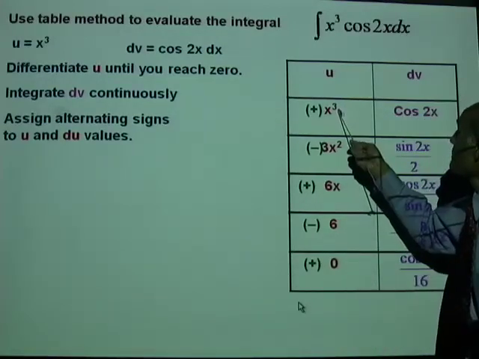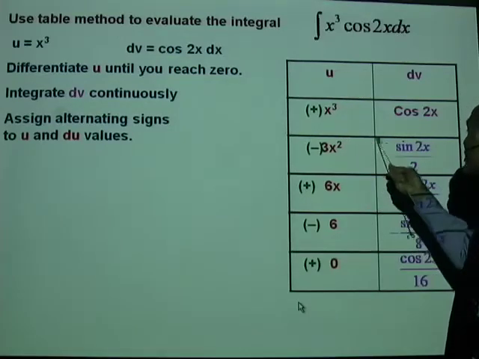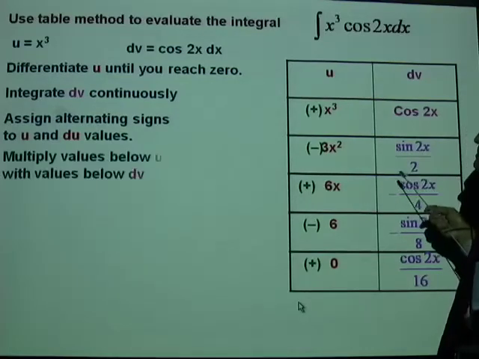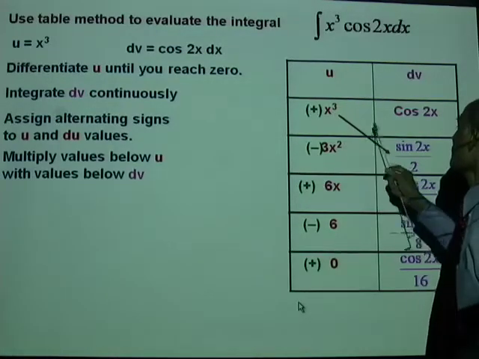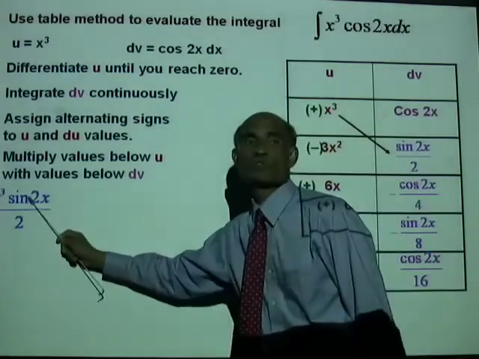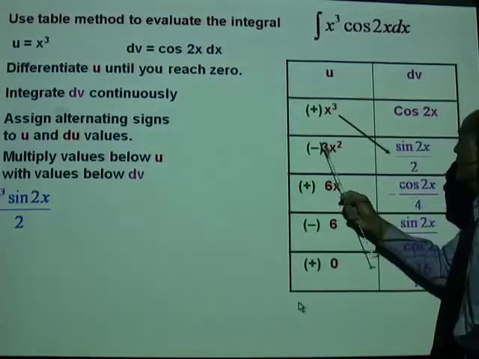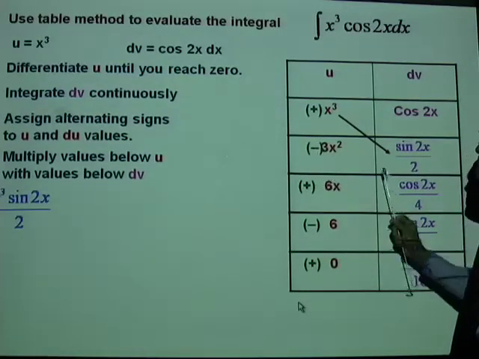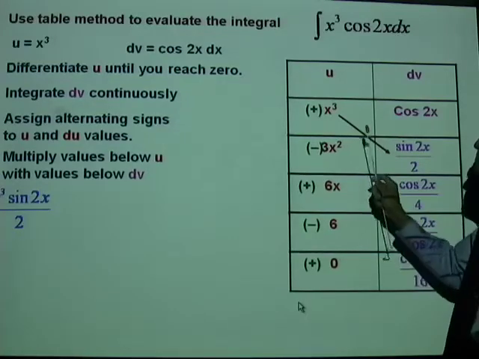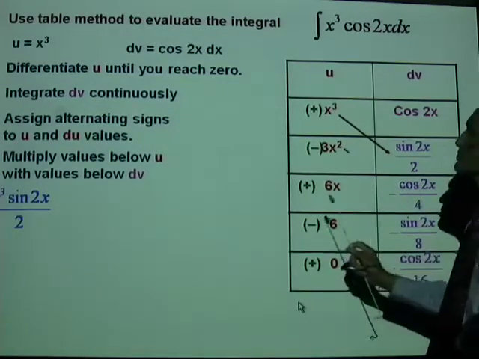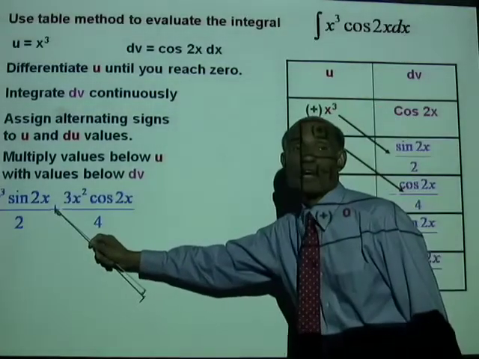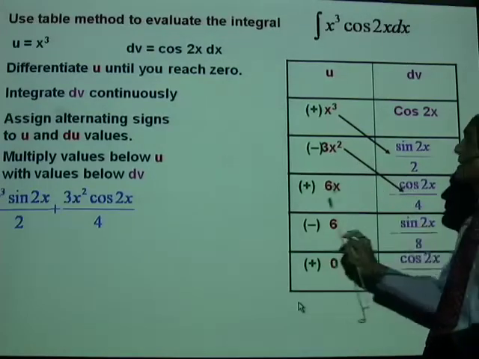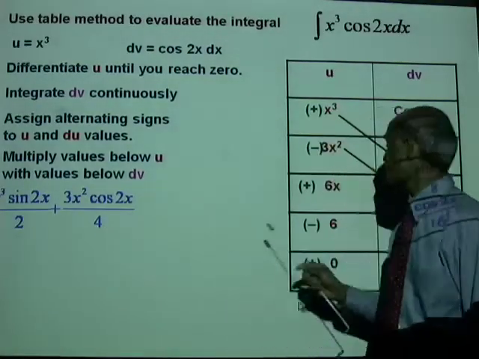So what is our first term? Pick your first term like this, diagonally. It will be positive x cubed times sine 2x over 2. There you go, x cubed times sine 2x over 2 is the first term. What is the second term? Minus. You see that there's a minus there and a minus here. When you multiply the two negatives, it will become positive. So that will be plus 3x squared cos 2x over 4. You see how the plus came? Because of the two negatives.